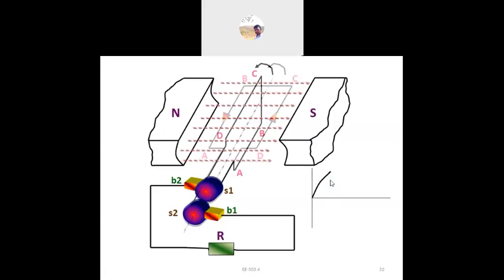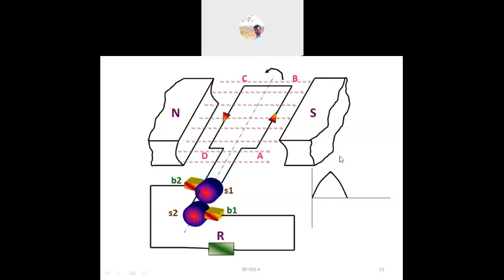From 90 degrees to 180 degrees, it is gradually decreasing. You can see the direction and magnitude of the current gradually decreasing as the magnetic flux cut reduces. At 180 degrees it is 0, because no flux is cut by the conductor, so there is no EMF.